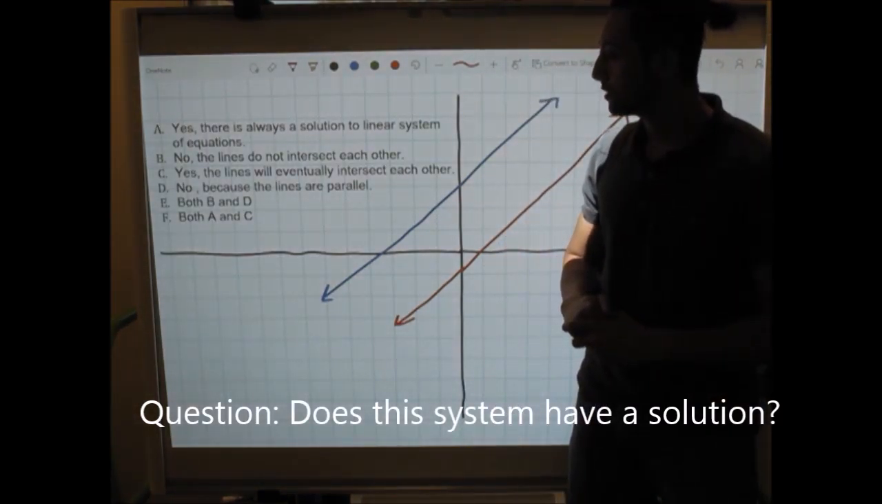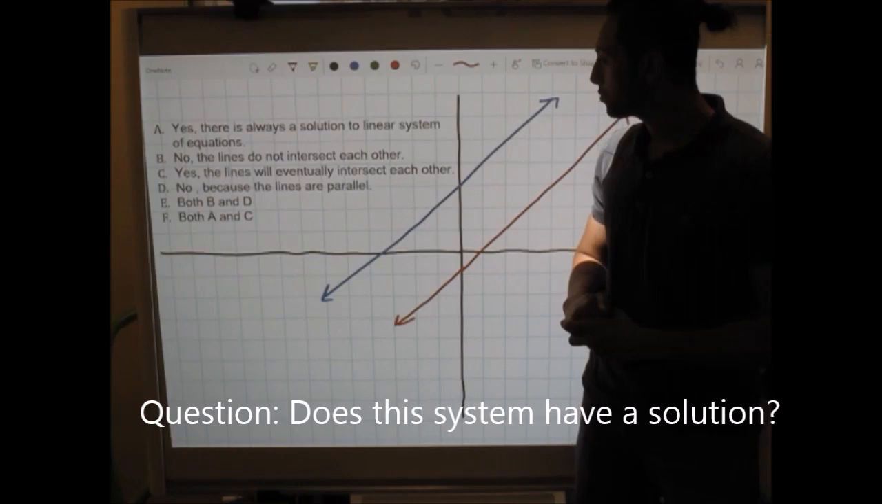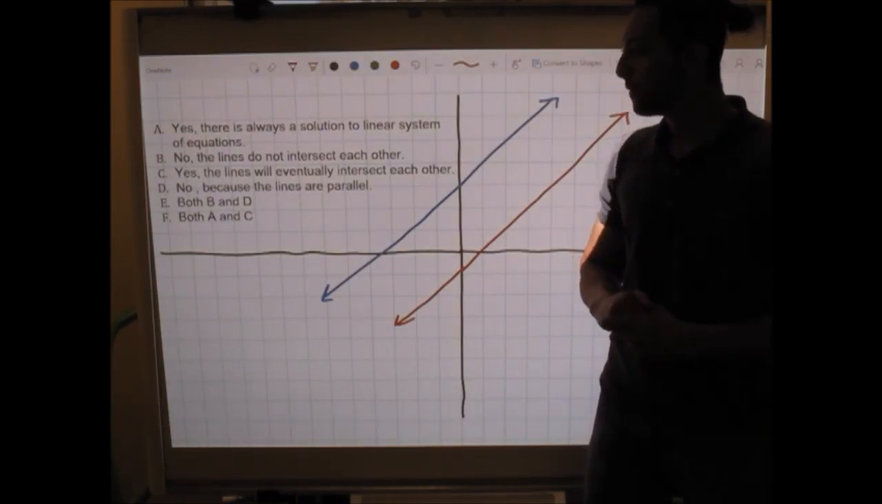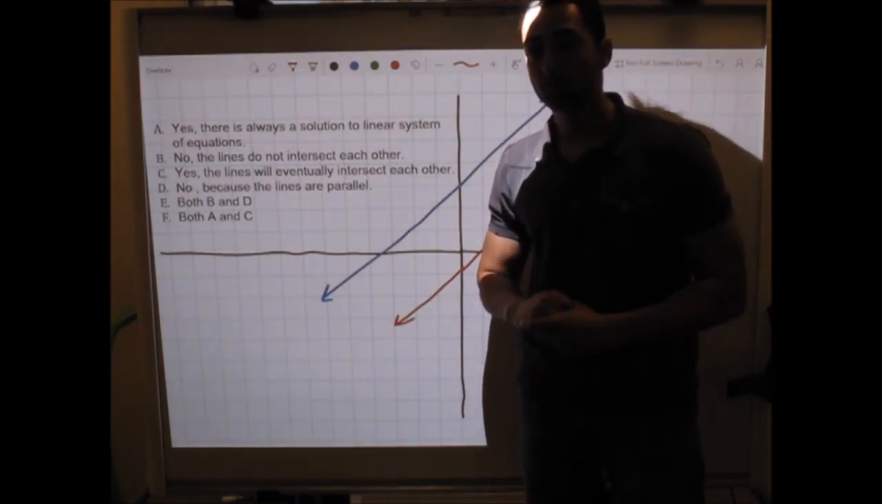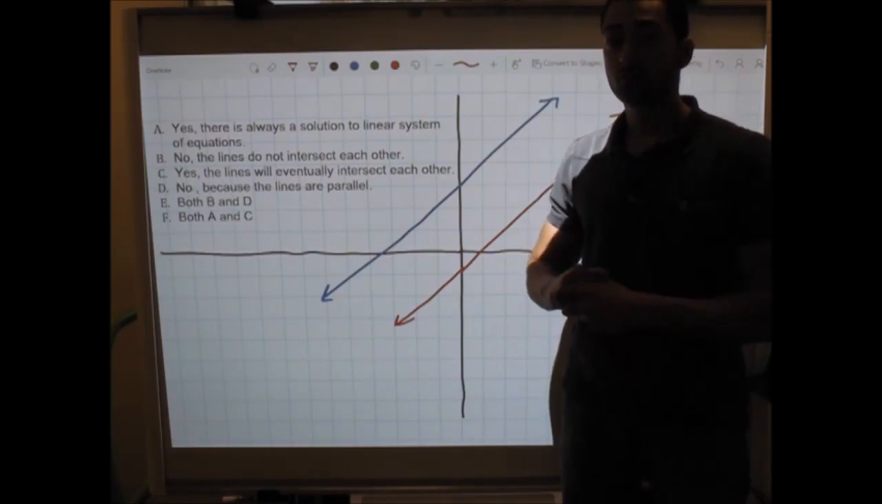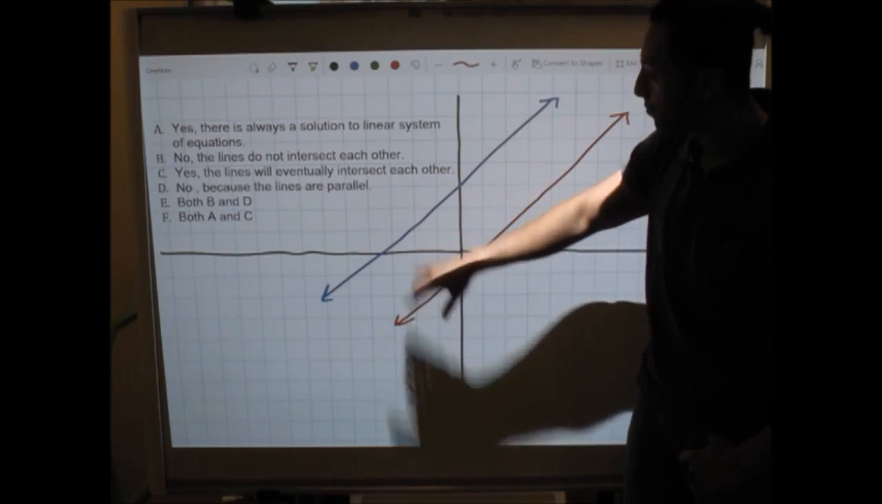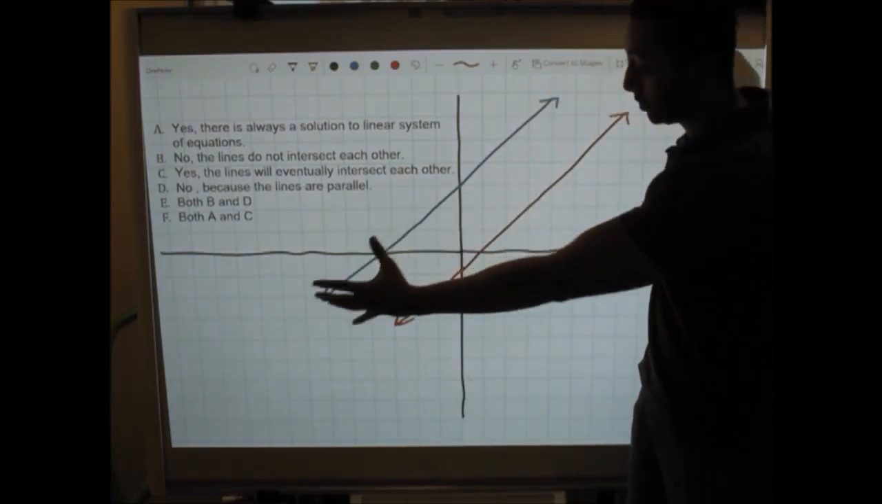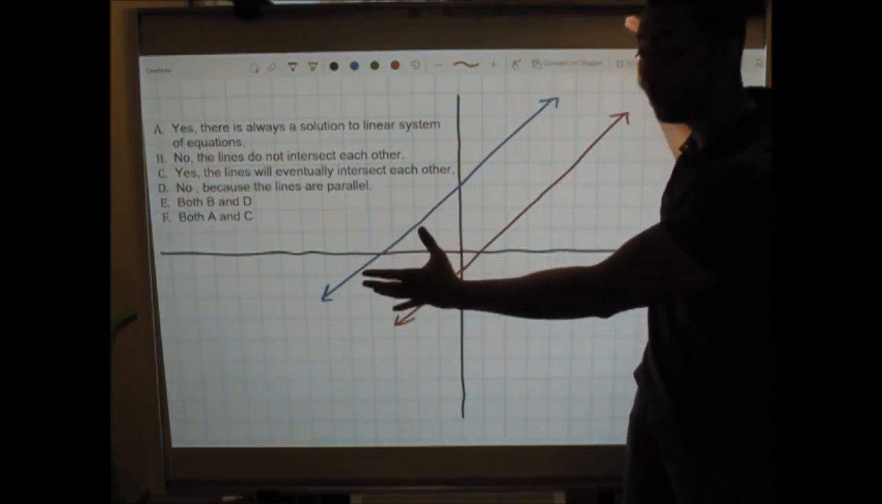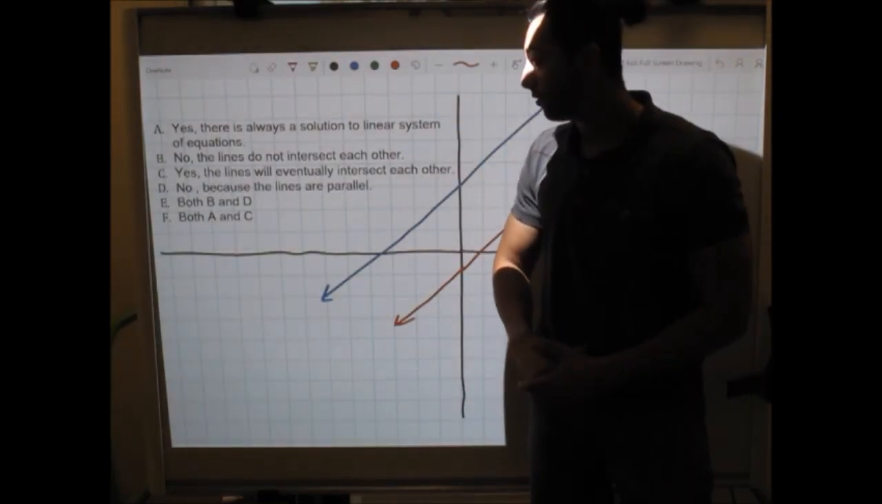So let's see what choice A says. Yes, there's always a solution to linear systems of equations. That actually turns out to be false, because there's only a solution if the two lines intersect each other. We don't see any intersection throughout this region, or it doesn't look like they're going to intersect in the long run. So A would be false.